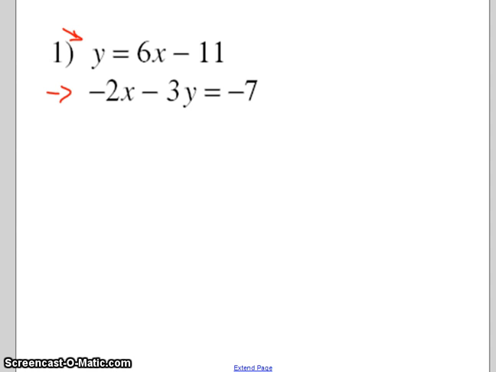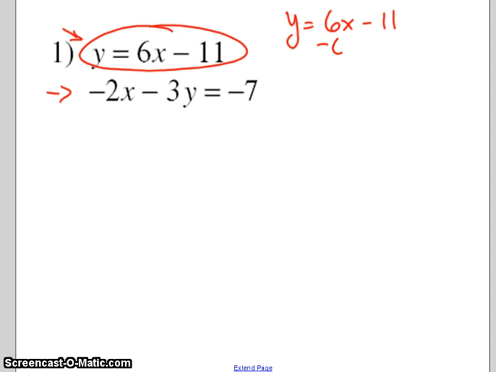In most cases here, we would do what we did in the last section, which is the substitution method. We have y equals, so we could take this and plug it in for y. But we're not going to do that here. We're going to stick to the elimination method. So I have to get this into standard form. I have y equals 6x minus 11. I've got to get x and y on the same side. I have negative 6x plus y equals negative 11.